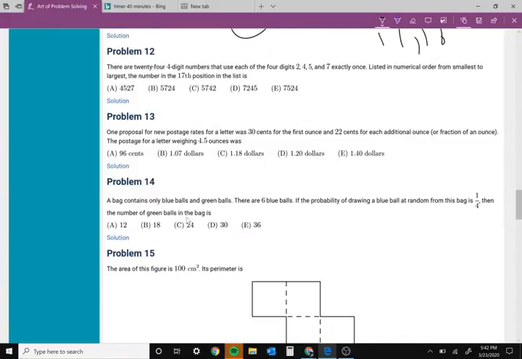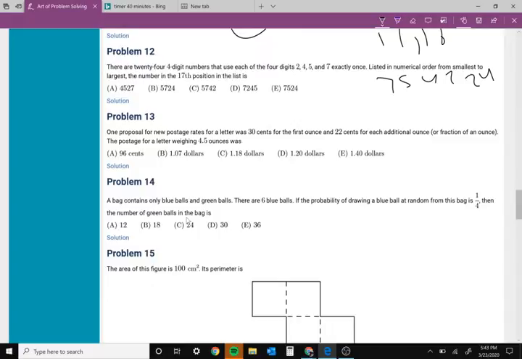Problem 12. There are 24 4-digit numbers that use each of the digits exactly once. Listed in numerical order from smallest to largest, the number in the 17th position in the list is, oh boy. So we can really eliminate a lot. This shouldn't be too hard. I think I already know the answer. Okay. So what's the biggest number? 7542. That's the 24th, right?